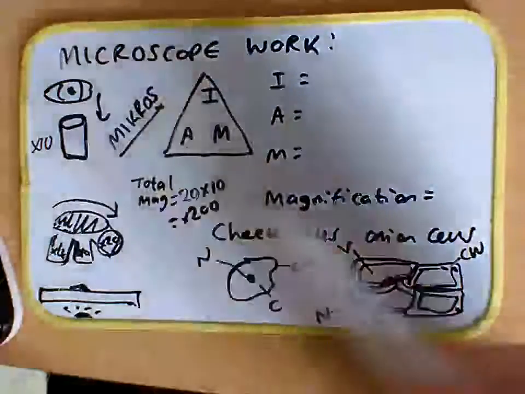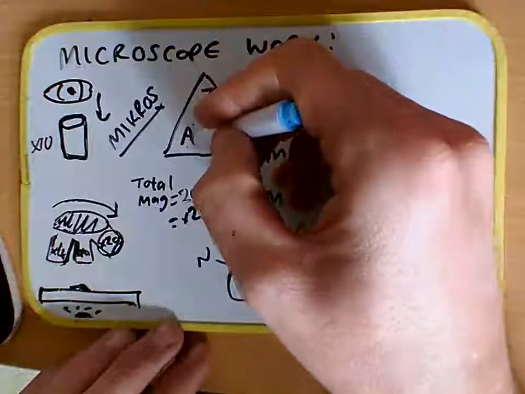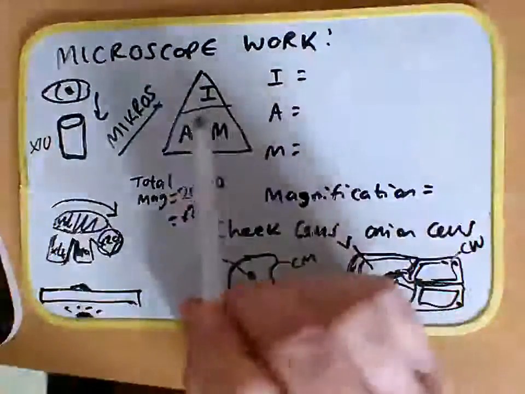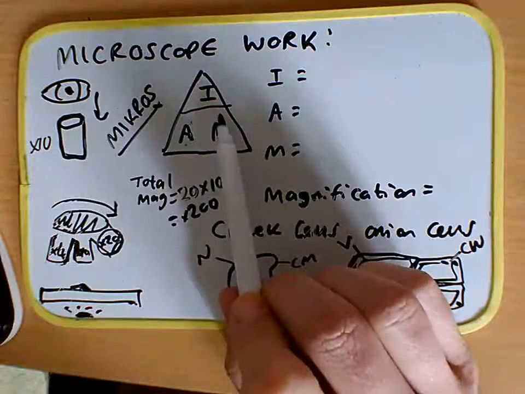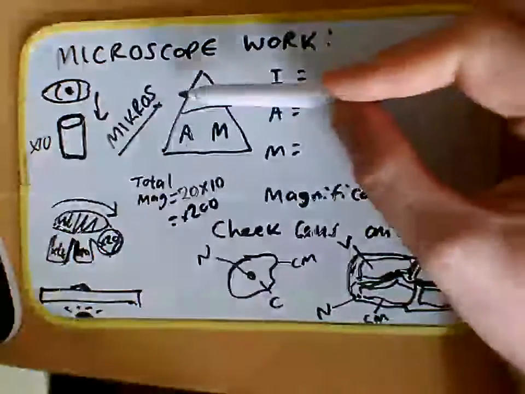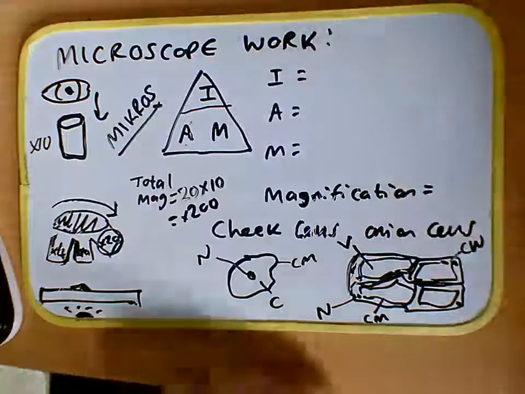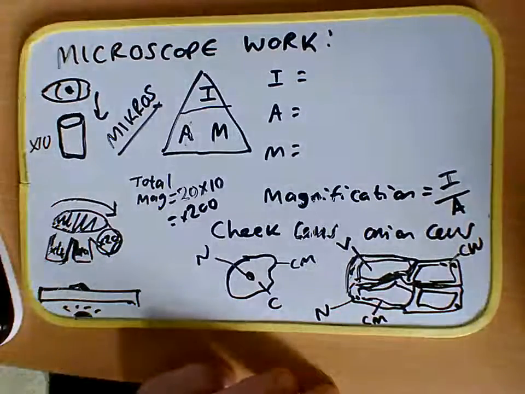So what we do is we use this formula triangle, I A M, nice and easy to remember, I A M. So if we want to work out, say, A, it's I divided by M. If we want to work out M, it's I divided by A. And if we want to work out I, it's A times M. Now, because they normally want us to work out M, it's dead easy. It's I divided by A.